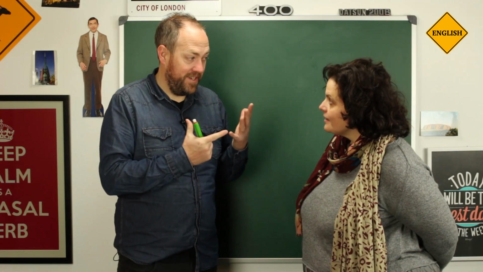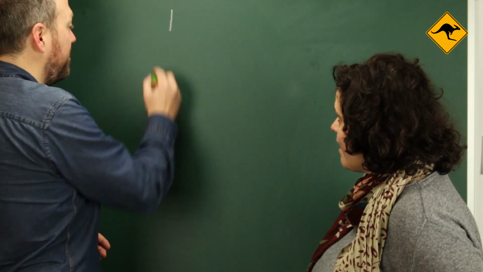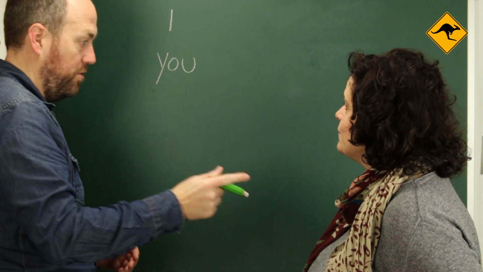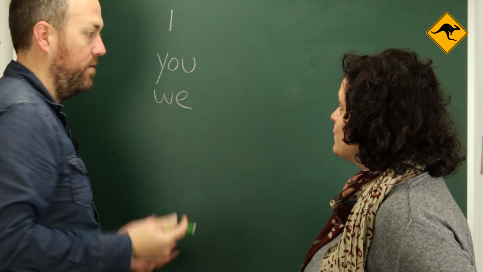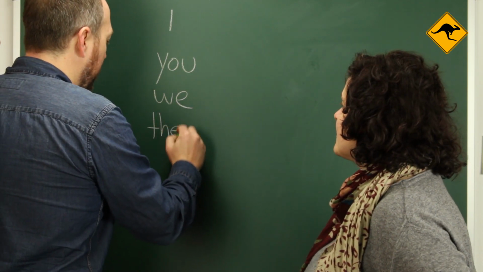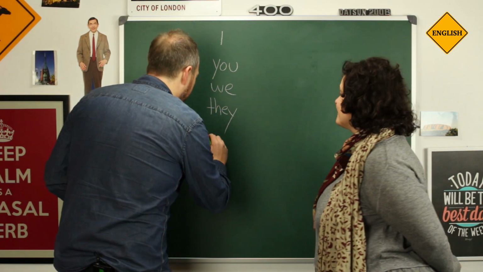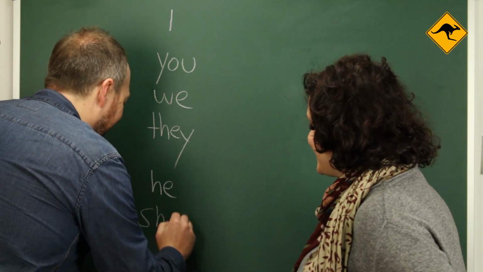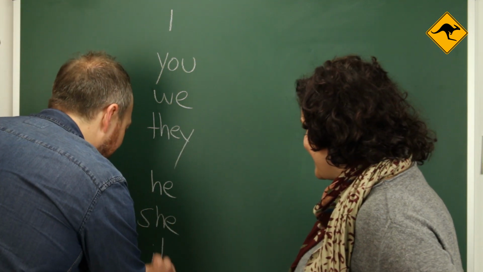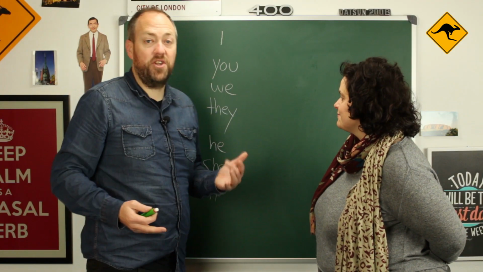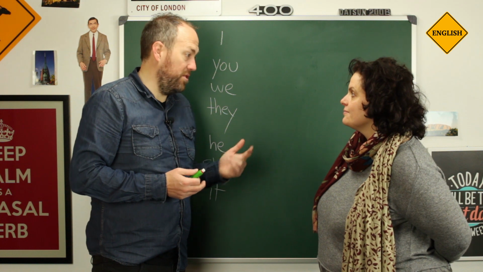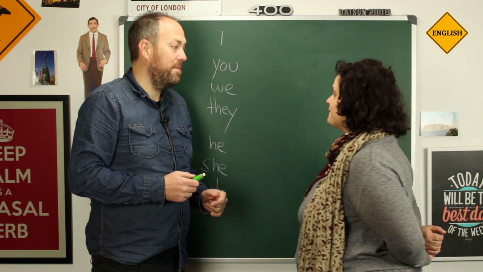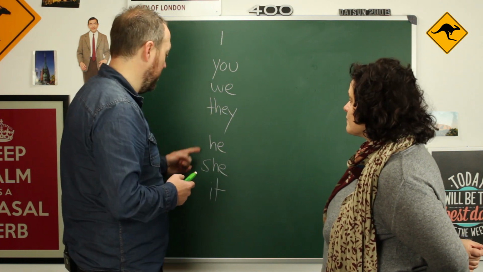In English, we conjugate our verbs using the person system. So there are seven people in English. We have I, you, we, they, he, and she. And it is for objects or animals that we don't know the sex of the animal. But if we know the sex of the animal, we could say he or she.